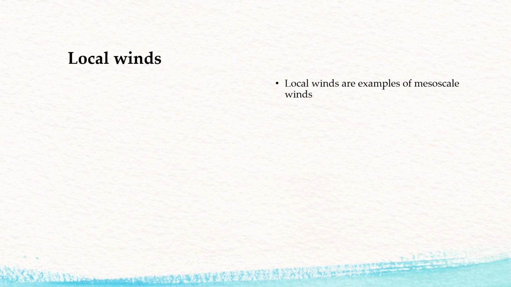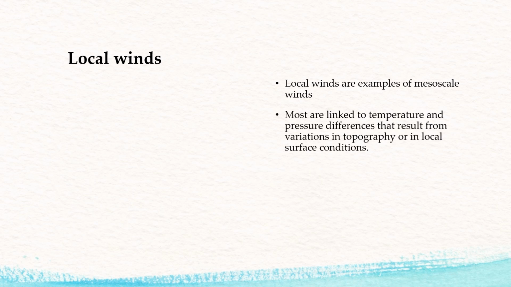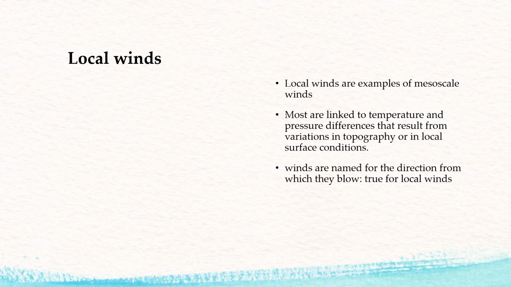Now we're proceeding to the local winds. What are these local winds? Again, we know that these are examples of mesoscale winds. Mostly these local winds are linked to temperature and pressure differences that result from variations in topography or in local surface conditions. And I've mentioned that winds are named for the direction from which they blow. This is very true for the local winds.